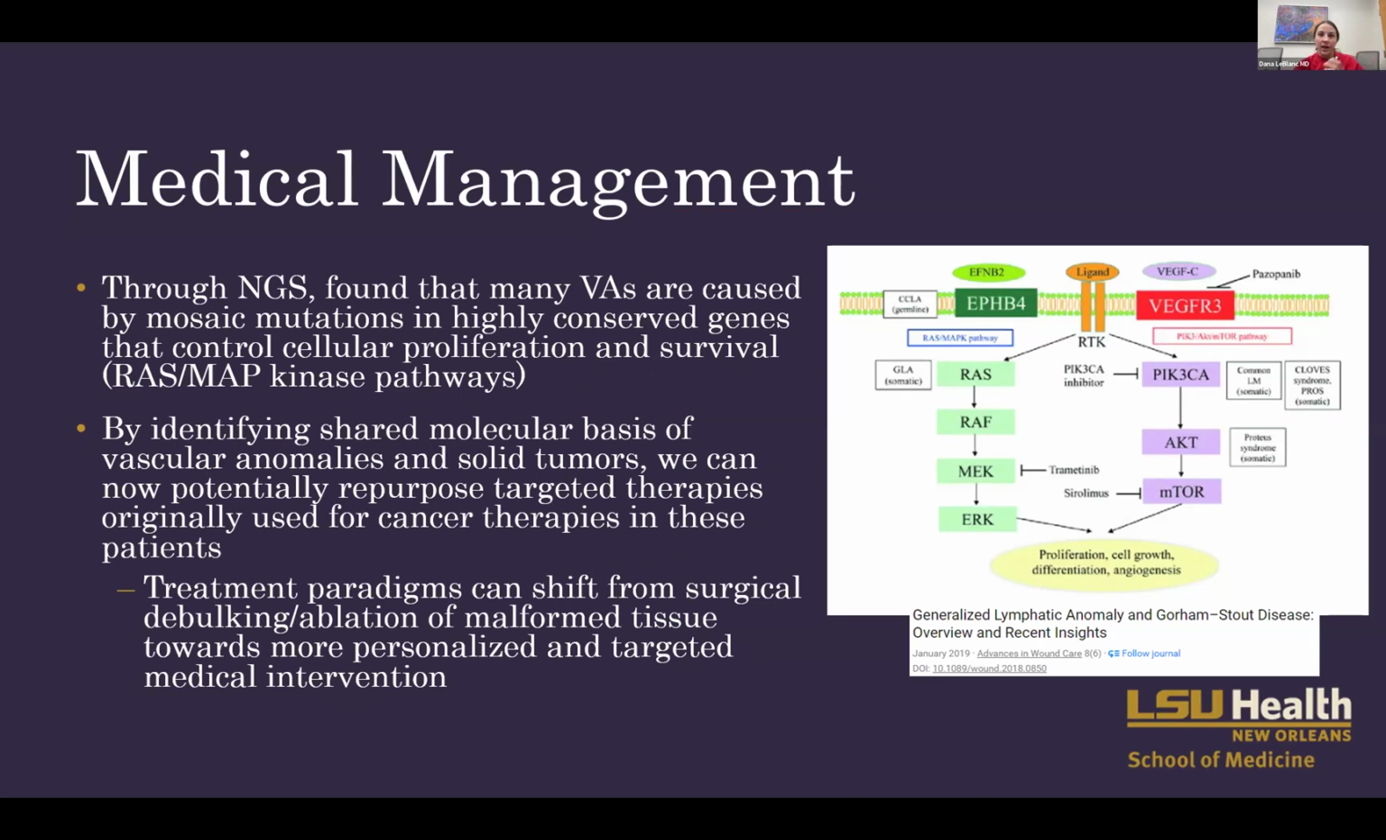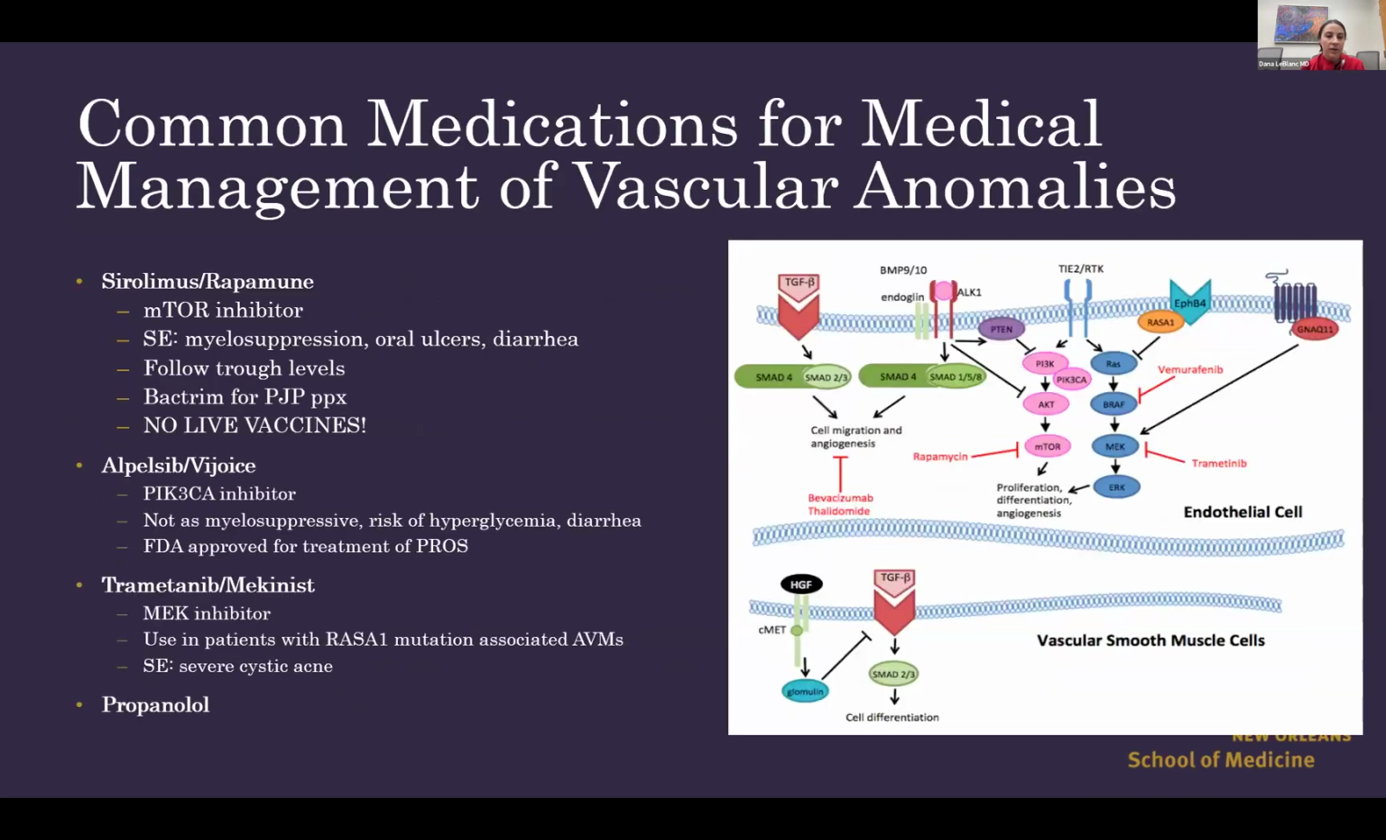But through next-gen sequencing, so many vascular anomalies are now found to be caused by mosaic mutations. And it's in these highly conserved genes that control cellular proliferation. As Dr. Bly mentioned, there are two main pathways: the RAS, RAF, MEK, ERK pathway, as well as the PIK3CA, AKT, mTOR pathway. And we have drugs that can target either of those pathways. In the setting of CLOVES, we now know it's more PIK3CA mutations driving that pathway that you see right there on the right, which is why medicines like sirolimus, which we used initially as an mTOR inhibitor for her, as well as Vijoice or alpelisib, which is a PIK3CA inhibitor, are effective. So you can go to the next slide.